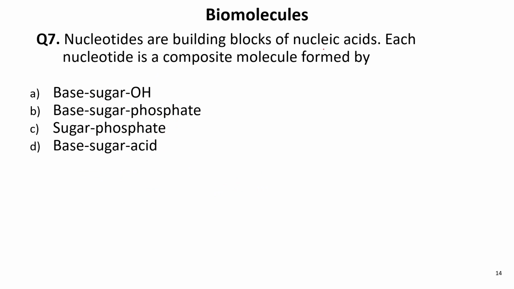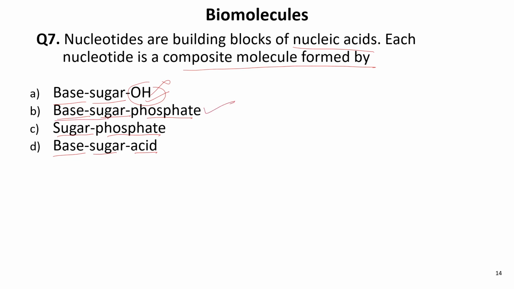Nucleotides are the building blocks of the nucleic acids. Each nucleotide is a composite molecule formed by base, sugar and hydroxyl group; base, sugar and phosphate group; sugar and phosphate group; or base, sugar and acid. So base, sugar and hydroxyl, there is no hydroxyl group present in the nucleotides. Base, sugar and phosphate, this is the correct one, that forms the nucleic acid.